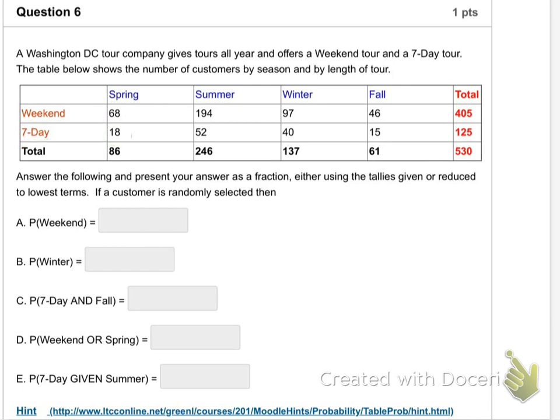All right. Now, there's a lot of different options for the table. You might get one about skiing, or I think I saw some other ones when I was fiddling around with things today. Anyway, so if a customer is randomly selected, so if you pick somebody at random out of this group, what's the probability that they went to Washington, D.C. on a weekend trip? Probability of weekend. Yeah, right. 405 out of 530 total.